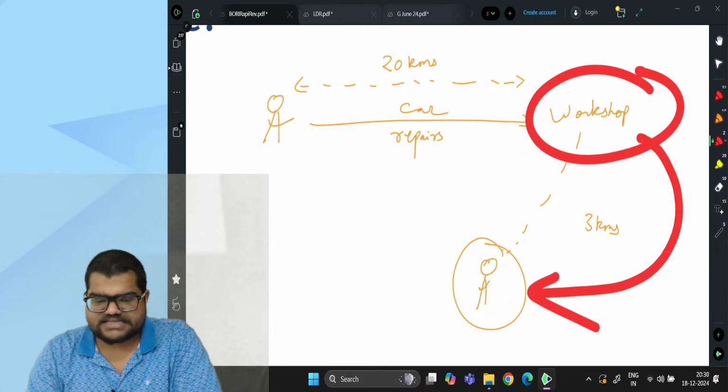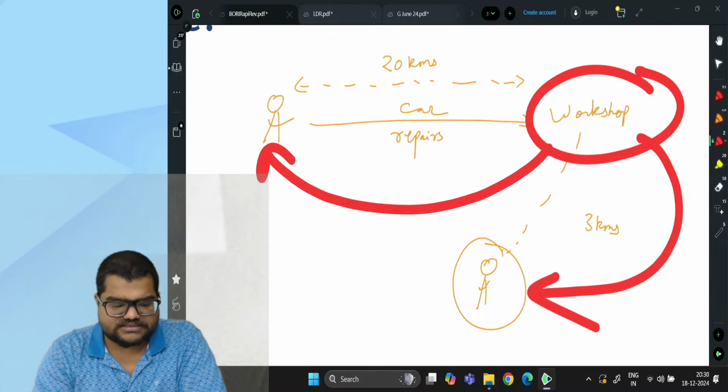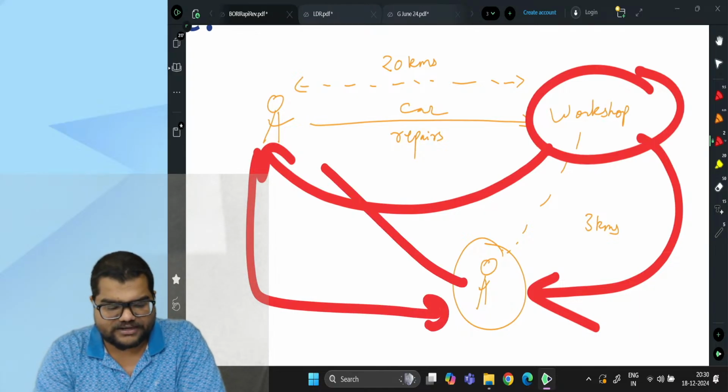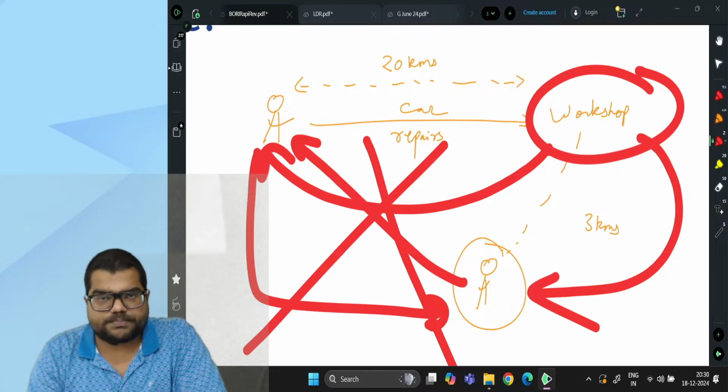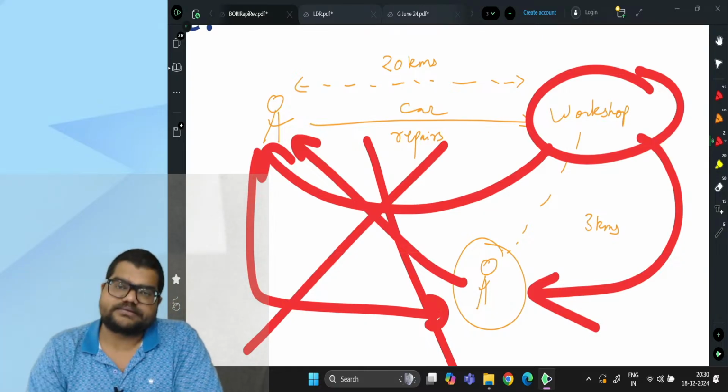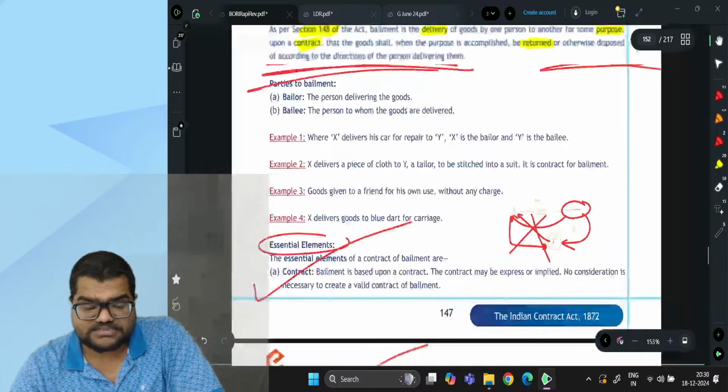Because it will not make any sense that the car will come back to this place, then go back to this place, then again come back to this place. Doesn't make any sense. I will rather tell the workshop to directly deliver it to my friend. And that is what this line means.